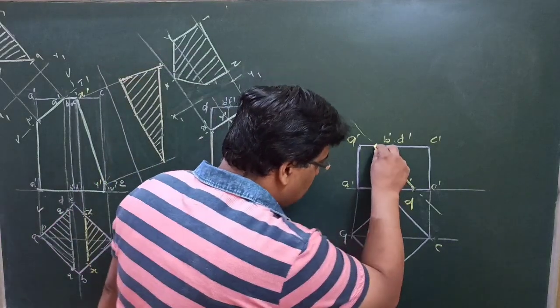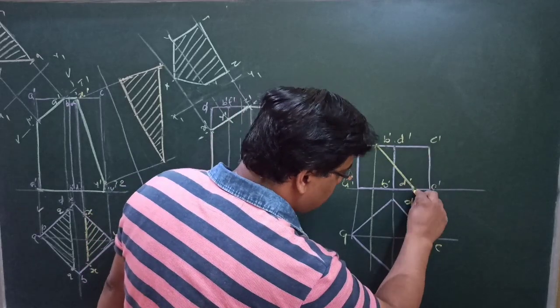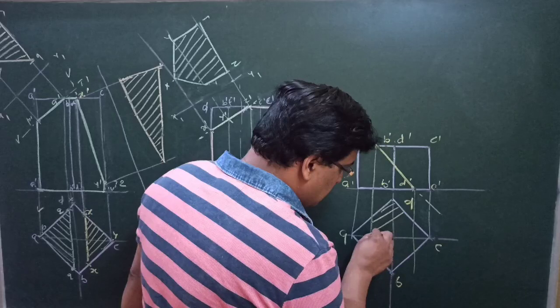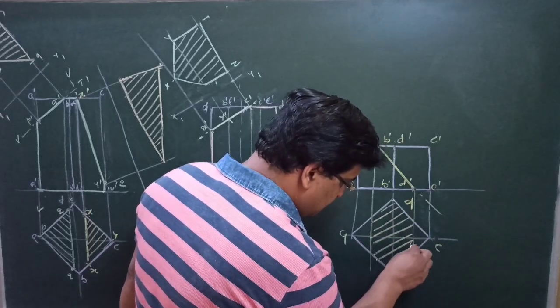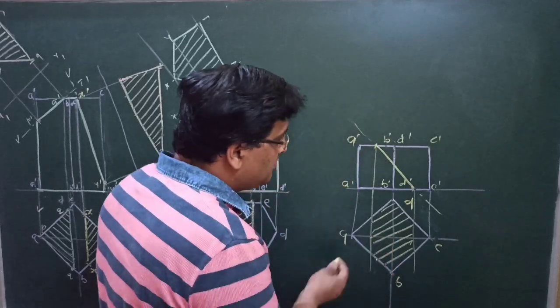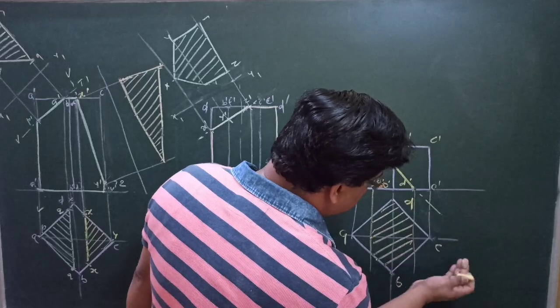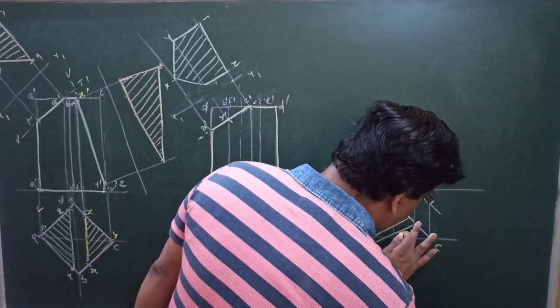Now this will be the sectional top view, which is a hexagon with irregular faces. Because this part has been removed, this side will be lighter and this will be highlighted, so this should be a lighter one.